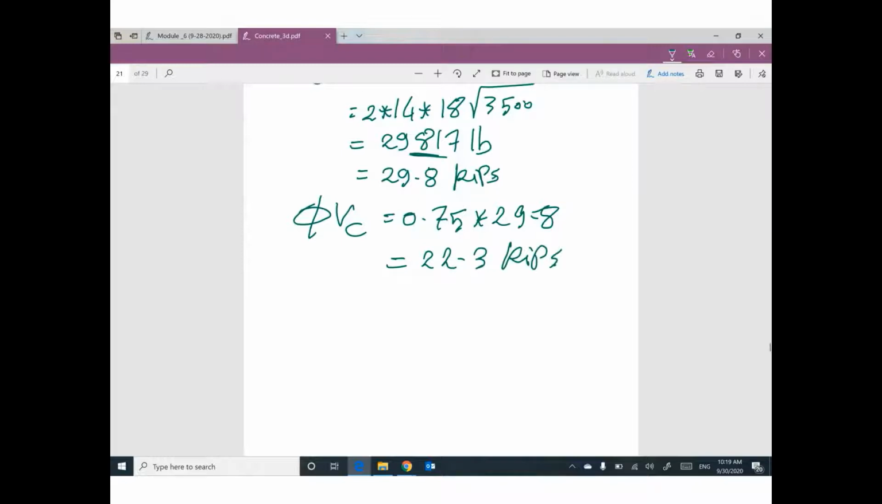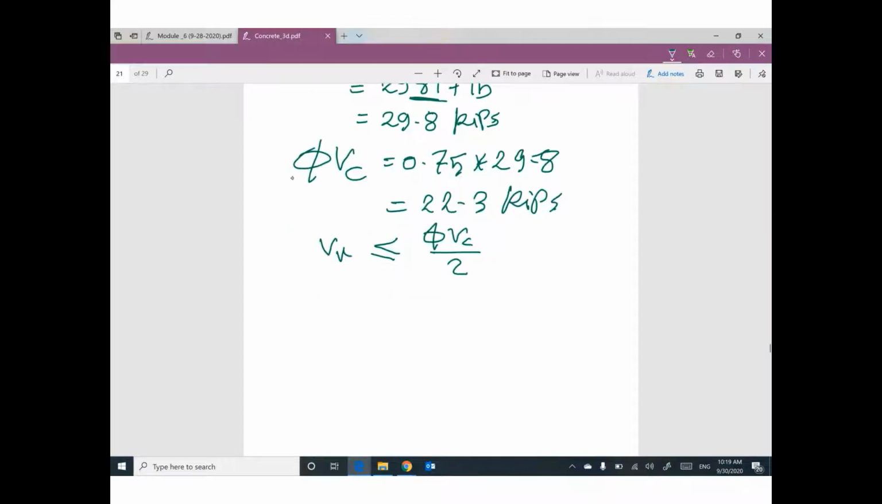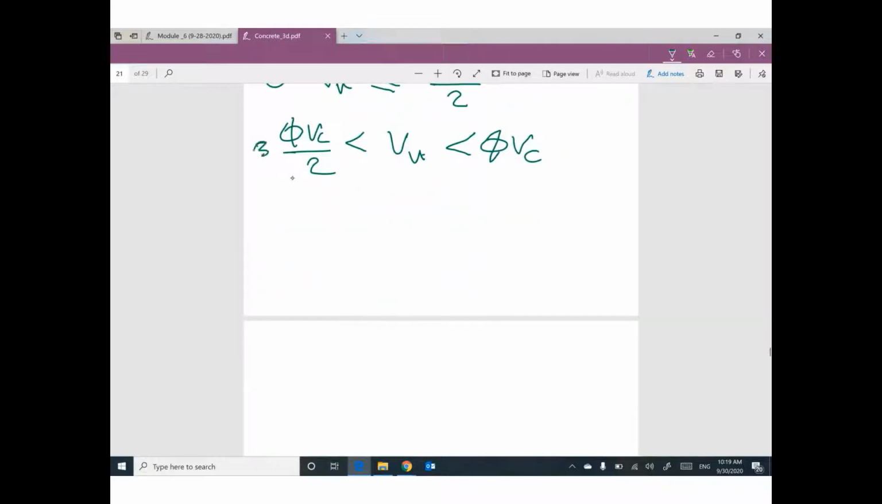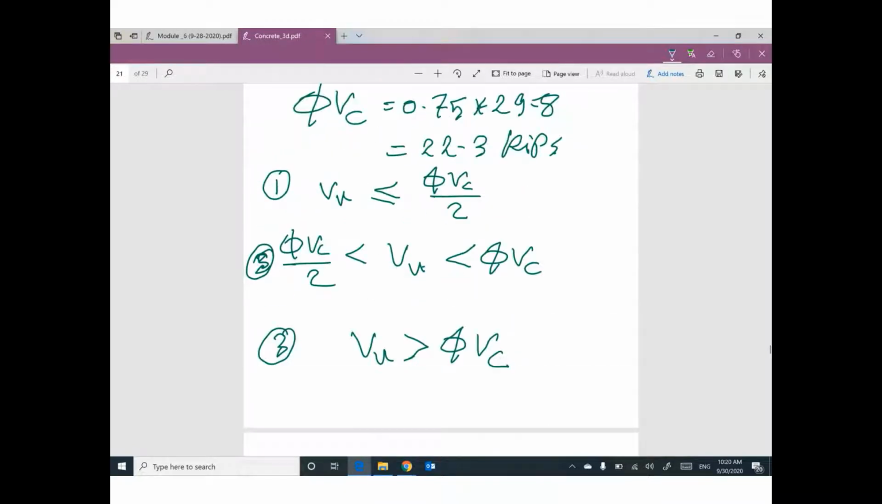We have 3 situations. The first one, V ultimate smaller than or equal to phi Vc divided by 2. The second situation, V ultimate greater than phi Vc divided by 2 and smaller than phi Vc. The third situation, V ultimate greater than phi Vc. What is your situation?